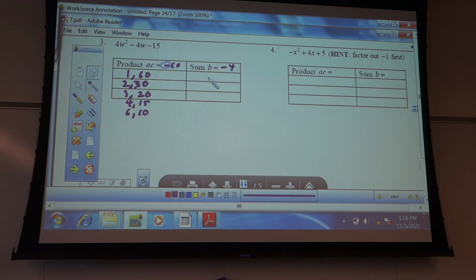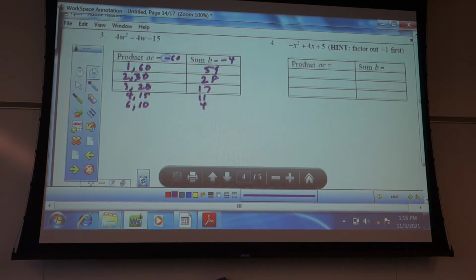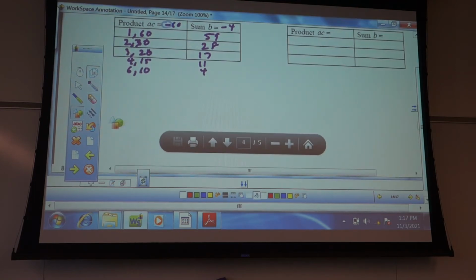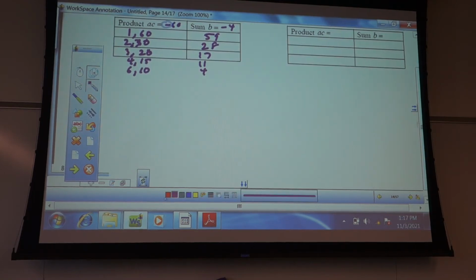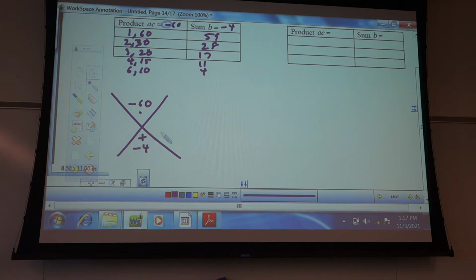So the difference between these two is 59, the difference between these two is 28, the difference between these two is 17, 11, 4. Oh, finally I get the one I want, 4. So that means that it must be 6 and 10. So 6 and 10, those are my spots. I need two numbers that multiply to -60 and add to -4. And it's going to be 6 and 10.